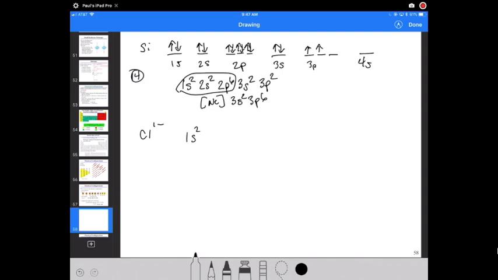So 1s2, I've used 2 of them, 2s2, followed by 2p6, followed by 3s2, followed by 3p6. Okay, I've used 18 electrons at that moment in time.